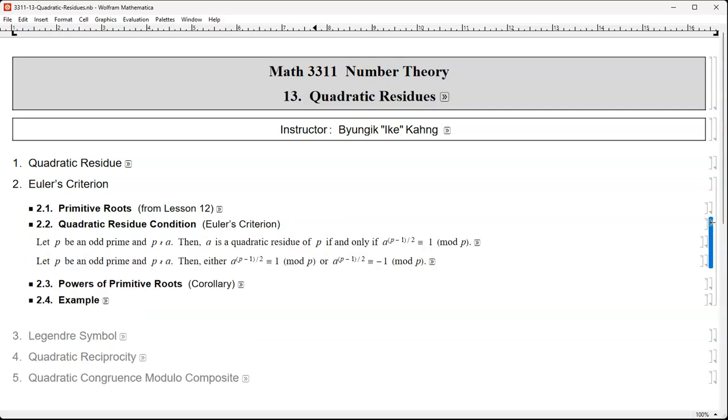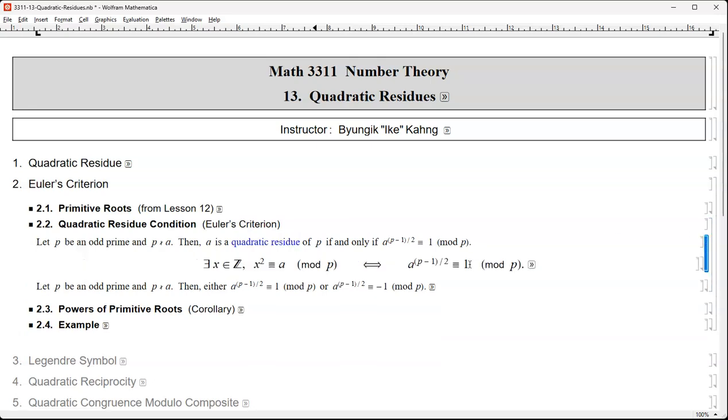Previously, we completed 2.2, the quadratic residue condition, or Euler's criterion. If p is an odd prime and p does not divide a, and the second condition, p does not divide a, means the same as a is non-zero modulo p, then a is a quadratic residue of p if and only if, and here comes Euler's criterion, a to the (p minus 1) over 2 power is congruent to 1 modulo p. And this is a necessary and sufficient condition. So if yes, then it is a quadratic residue. If no, then it is a non-residue.